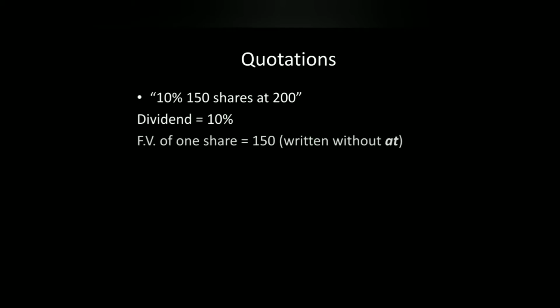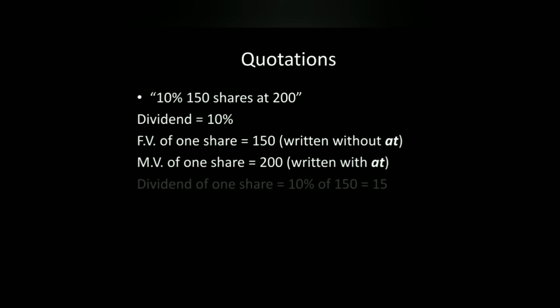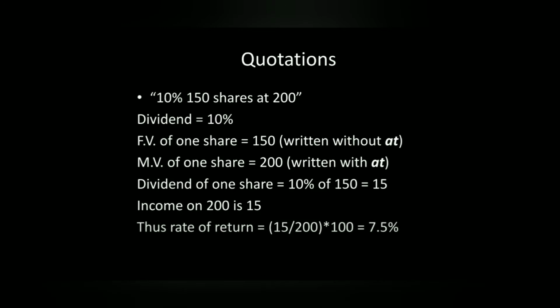Seeing the quotations, you will find many quotations in this chapter. So the first one says 10% rupees 150 shares at rupees 200. Here the only percentage you can see is 10%, and the dividend is calculated in percentages. So dividend is equal to 10%. Face value is 150, which is written in the expression without "at", and market value is 200, which is written with "at". It can also be written as 10% rupees 150 shares at par 50.